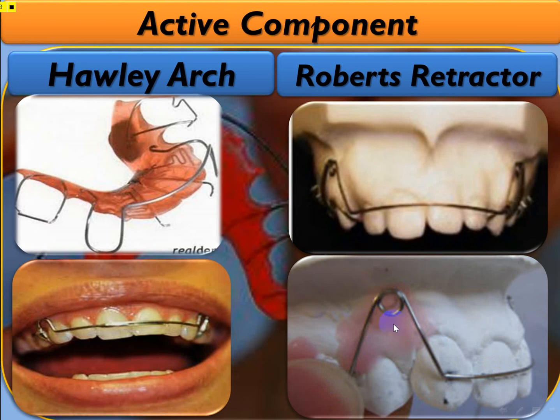The Robert retractor is used for retraction of upper incisor teeth when the overjet is more than 6 mm, and it is also used in the retraction of upper incisors in stage 2 of the treatment of a Class II Division 1.